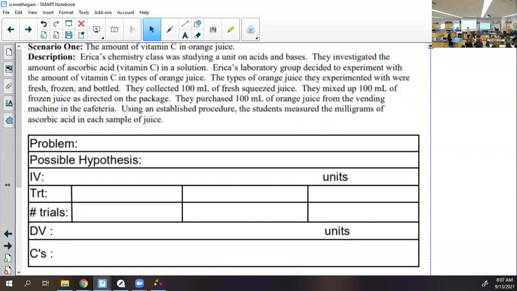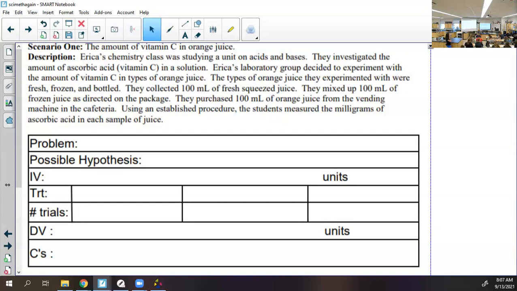So we're just looking for these specific things that we can put into this experimental design box. So number 1, we have this experiment. Our good friend Erica, she wants to figure out the amount of vitamin C in orange juice. So if I were to ask you, what does Erica want to figure out? Tell your partner. All right, how much vitamin C in different types of orange juice, right? Well, that's the problem. That's what you write at the top where it says problem.